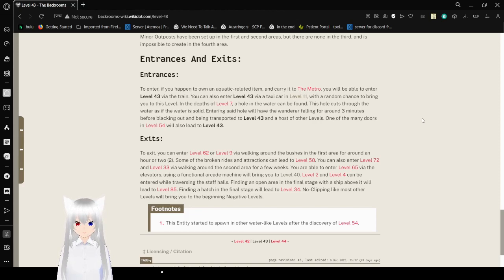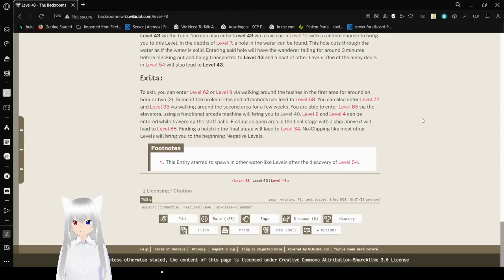The hole cuts through the water as if the water is solid. Entering the hole will have you falling for around 3 minutes before blacking out and being transported to level 43 or a host of other levels. When the new levels in level 54 are discovered, one of the many doors in level 54 will also lead to level 43.